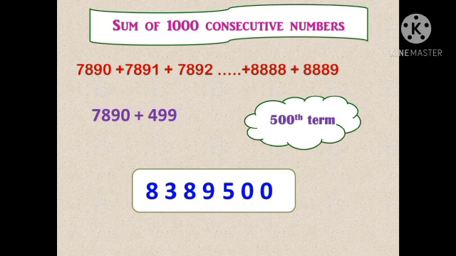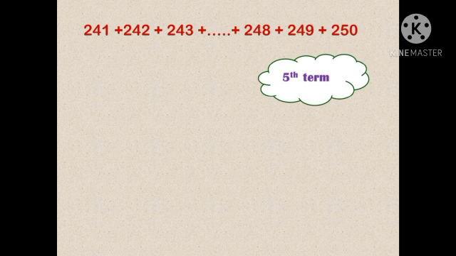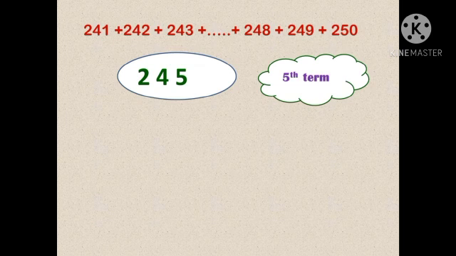So the first question is 241 plus 242 up to 250. That is, we are going to add 10 consecutive numbers. If we want to apply the trick, we are supposed to find the 5th term in the series. The 5th term in this series is 245, and insert another 5 at the end. So the final answer would be 2455.